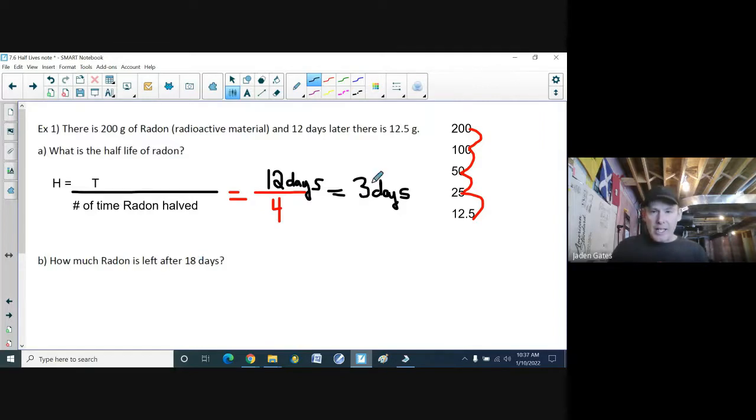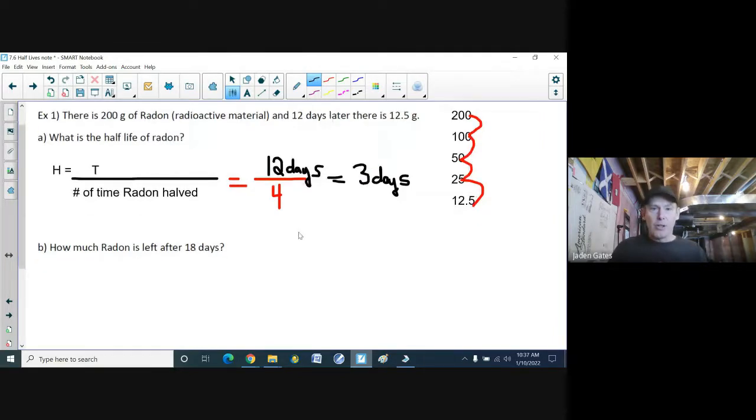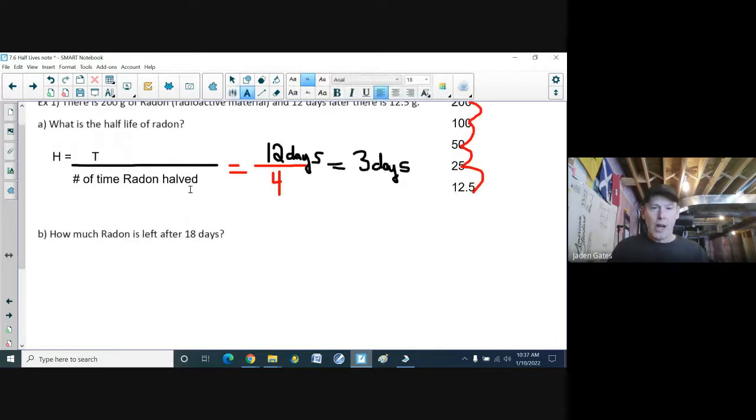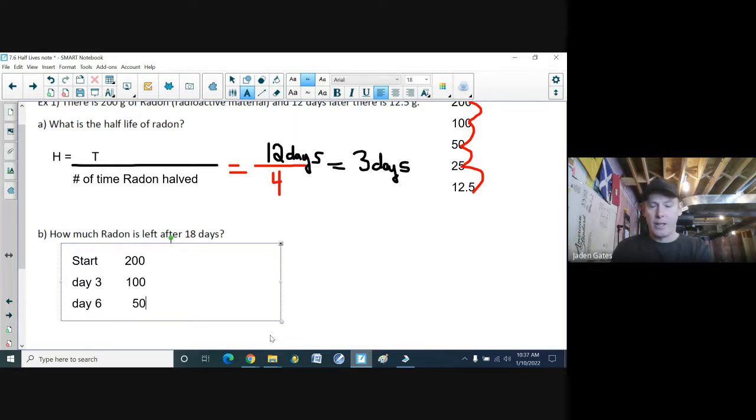All right, well, 18 days divided by 3 is a nice number. So I can do this the chart way, the straightforward way, where I have my starting amount of 200 grams. But then after day 3, I cut in half. I'm down to 100. Then 3 more days goes by, so I'm on day 6. I'm down to 50. Then 3 more days goes by, I'm on day 9. I'm at 25.